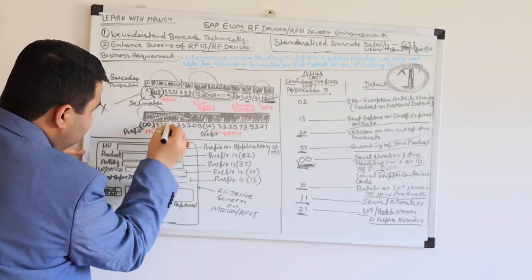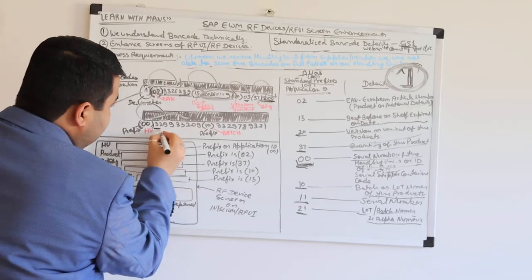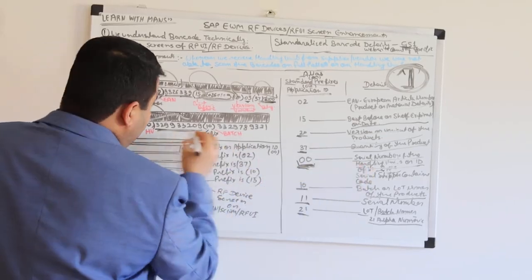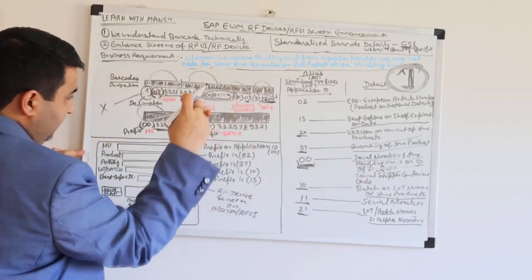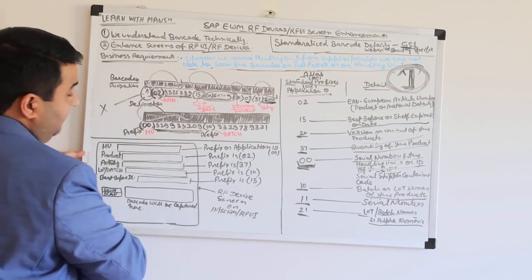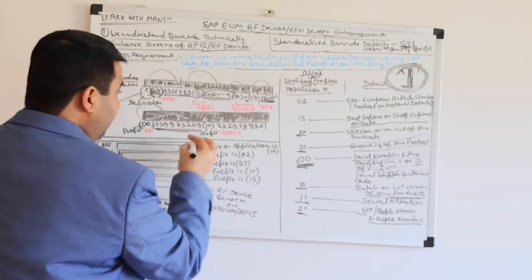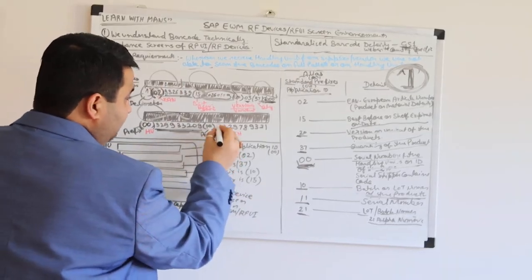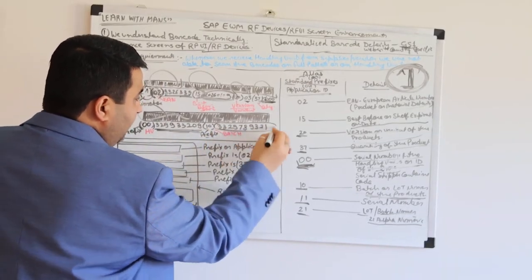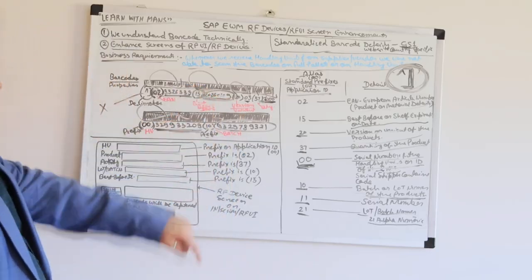Then 00 denotes this. These digits are the serial number of the particular HU where we have the barcodes. Then we see 10. 10 means batch or lot number of the product. The 10 prefix indicates this is the batch or lot number of the product. Inside we have the HU.